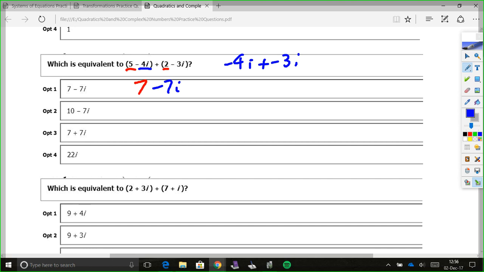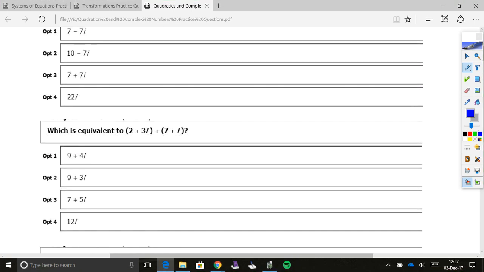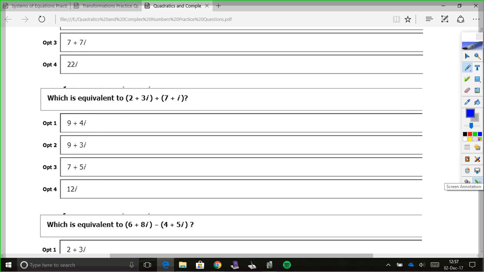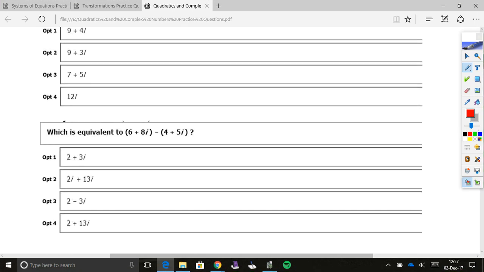The next one, you're adding and doing the same exact thing, so combining like terms. You've got 2 plus 7, which would be a 9. And then you have the i term. You've got a 3i plus a 1i, which would be a 4i. You have 9 plus 4i. So just keep in mind you're just combining like terms.